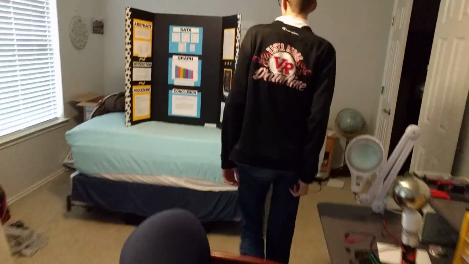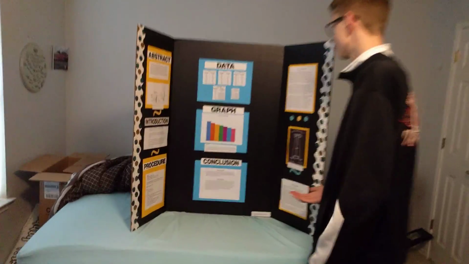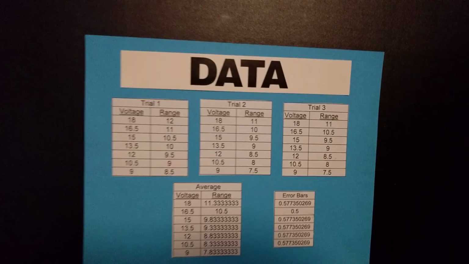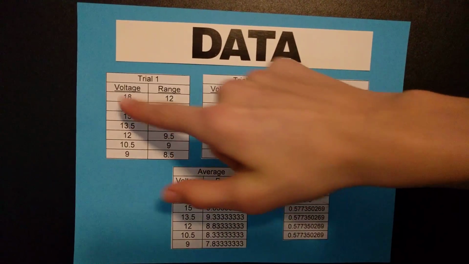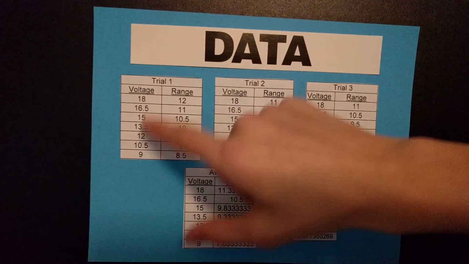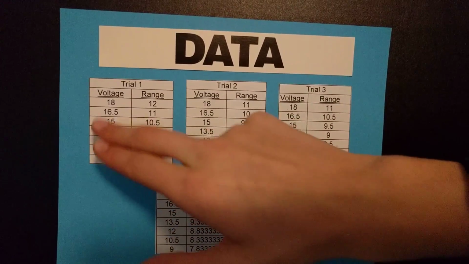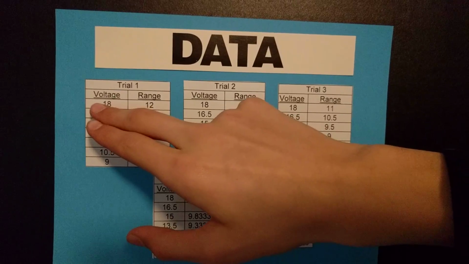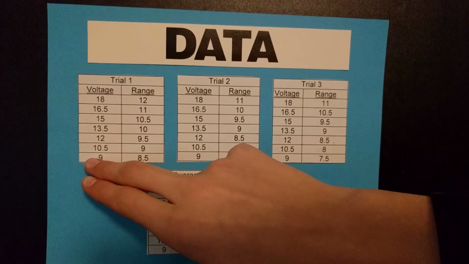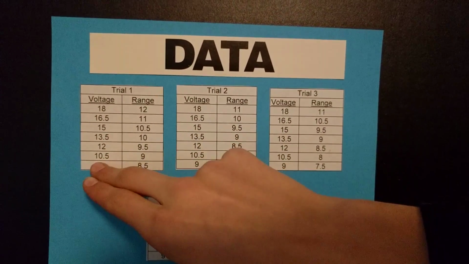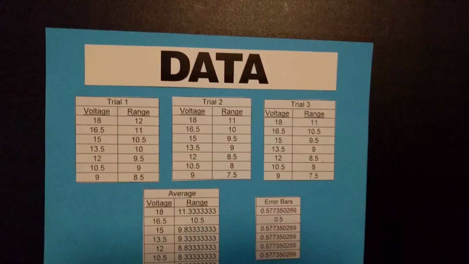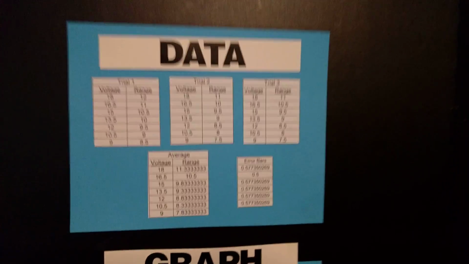An example here of something that's completed with data measurement is my science fair board. This shows right here that I do have my voltage and my range in centimeters as before, but I have different voltages for this. For my project I use 18 down to 9 in 1.5 volt increments. I then measured the range, and I have 3 trials. That way I can get as accurate data as possible.